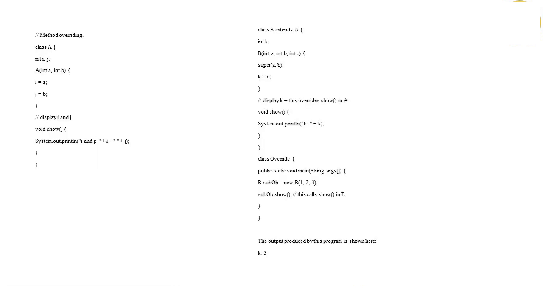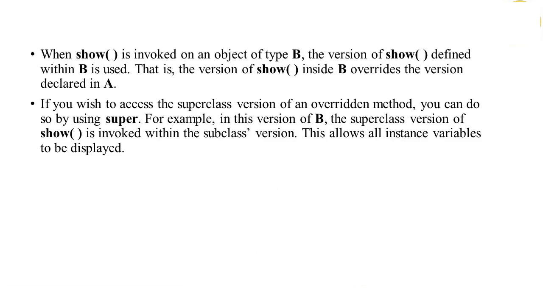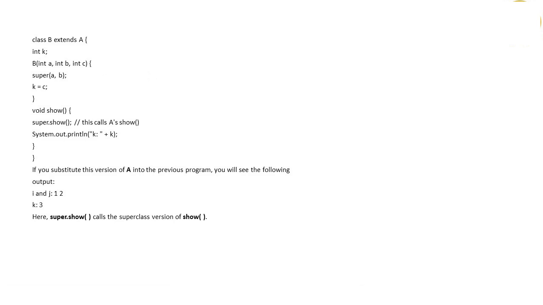The version of the method defined by the superclass will be hidden. You have an example for it, where show is invoked on an object of type B. The version of show defined within B is used. That is, the version of show inside B overrides the version declared in A. If you wish to access the superclass version of an overridden method, you can do so by using super. For example, in this version of B, the superclass version of show is invoked within the subclass version. This allows all instance variables to be displayed. It is given here with super.